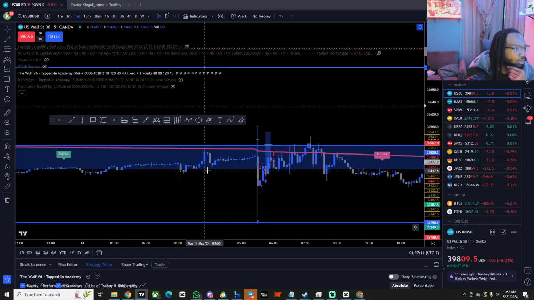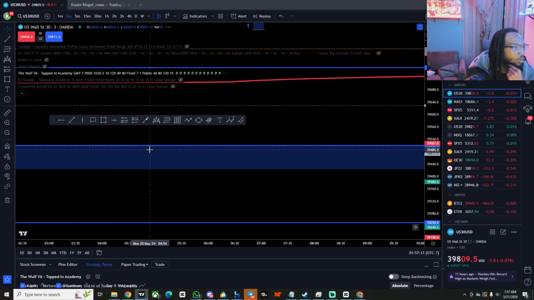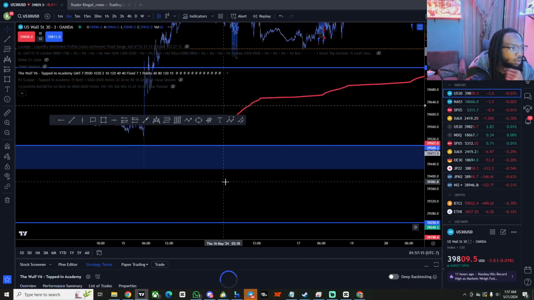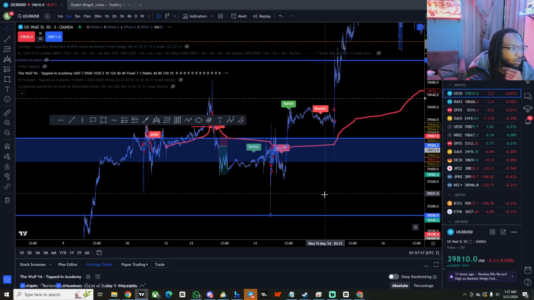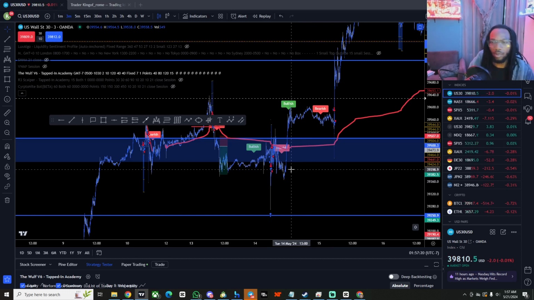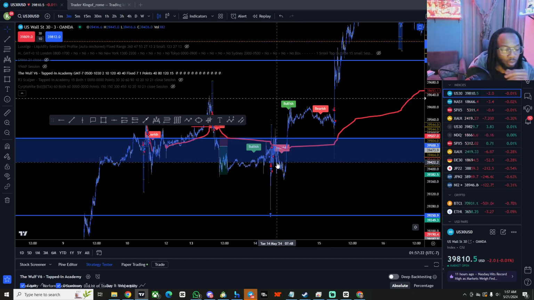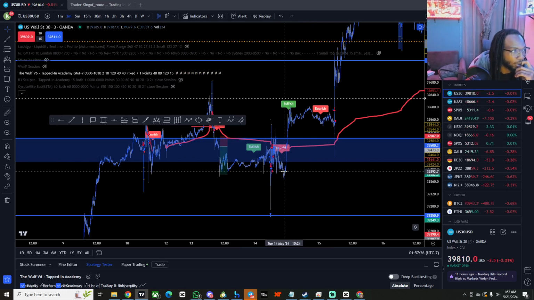I need to change time frames. Oh my goodness. I don't even remember what date that was. But yeah, I'm trying to think of anything else, any tips and tricks.